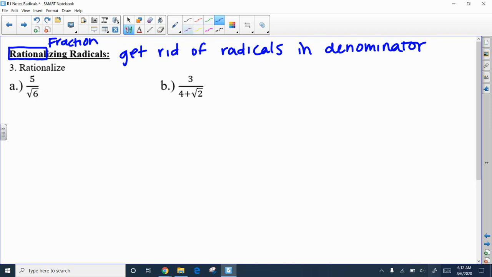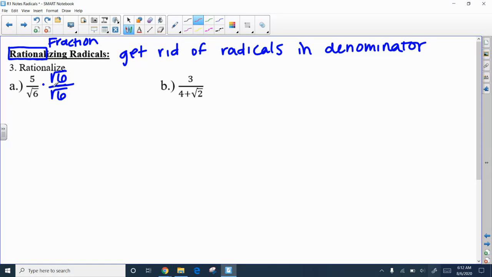So on this one, our radical in the denominator is square root of 6. If I'm trying to rationalize this one on A, I have to multiply by the same radical in the denominator, square root of 6. Now, to not change my original number, I also have to multiply by square root of 6 in the numerator. Because if I'm multiplying by square root of 6 over square root of 6, I'm just multiplying by 1. So even though I'm changing the way it looks, I'm not actually changing the number at all.